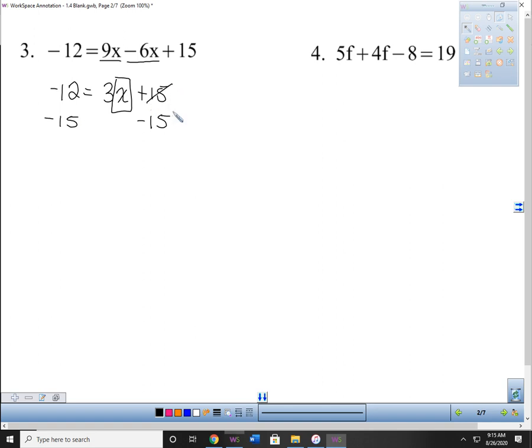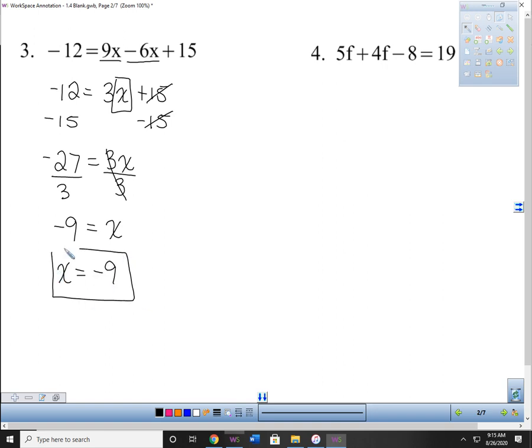So these will cancel over here. On this side of the equal sign, a negative 12 and a negative 15 will make a negative 27. Then I have my equal sign, and then I have this 3x left. Now I can undo the 3 times the x by dividing by 3. So I get negative 27 divided by 3 is negative 9. And over here, all I have left is an x. But I don't want the x on the right, so I'm going to put it on the left, and I'll put the negative 9 on the right side. And I'm done.